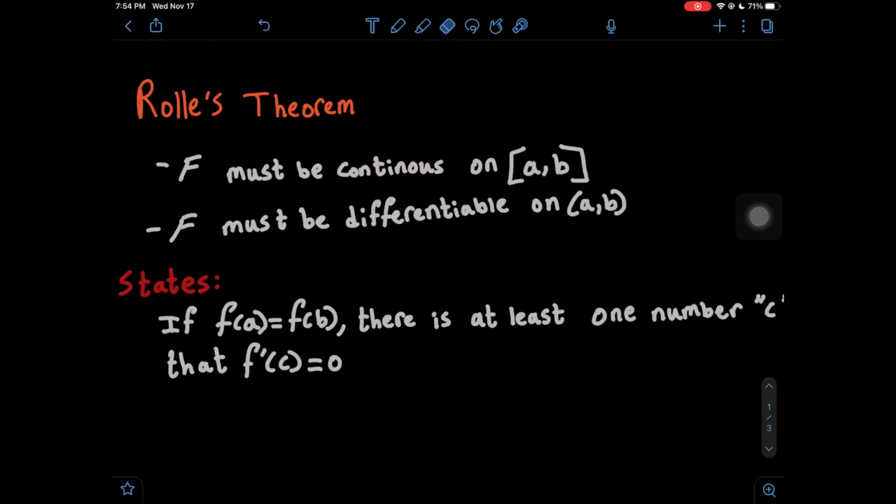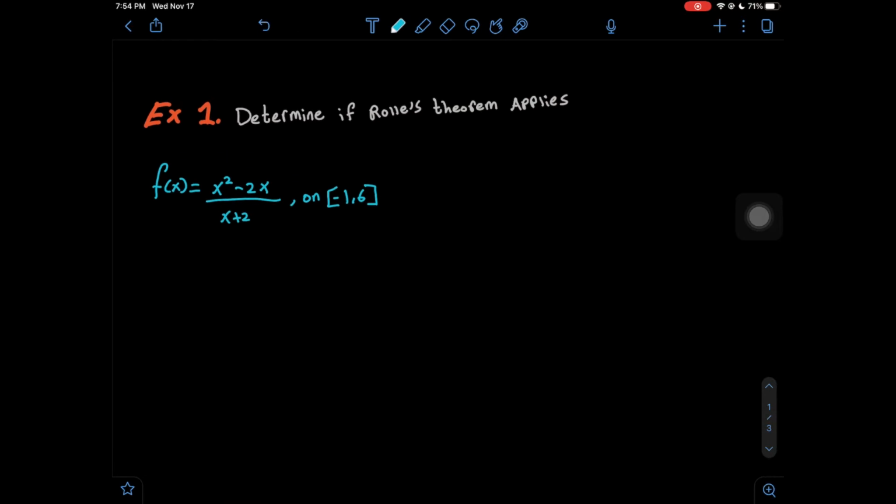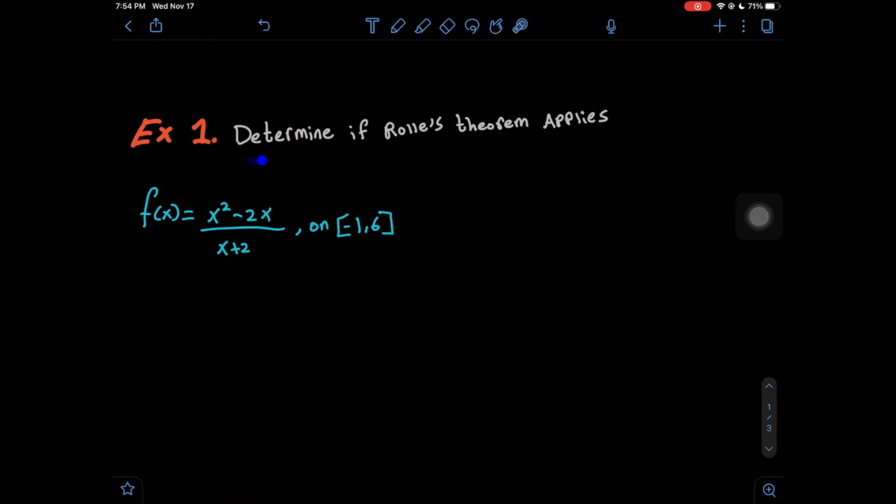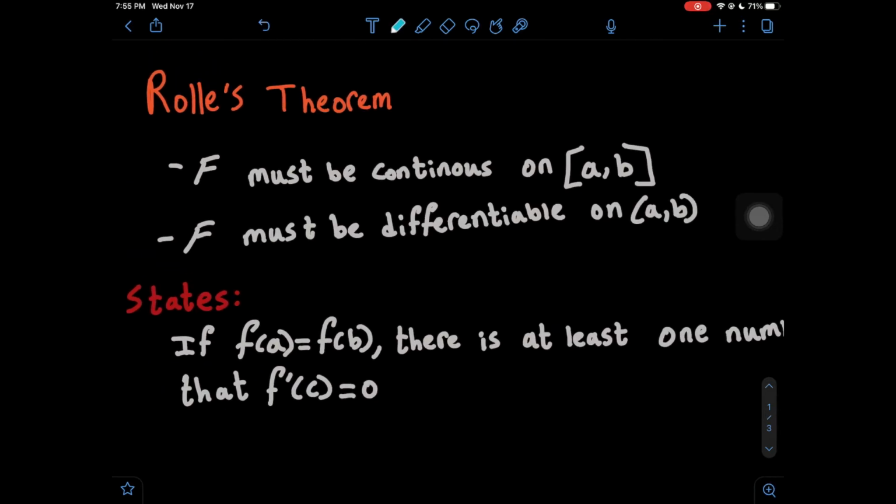Now let's go ahead and do the practice problems. Our first practice problem says to determine if Rolle's theorem applies, and it says that f of x equals x squared minus 2x over x plus 2 on the closed interval -1 comma 6. So the first thing, and again we can refer back to our criteria, is that f must be continuous on the closed interval a comma b.